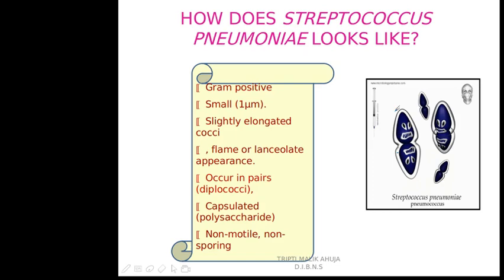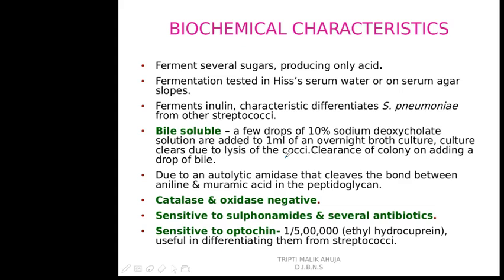Each pair, you can see, is enclosed by a layer of gelatinous material called capsule. This capsule is polysaccharide in nature. The organism is non-motile. It does not form spores. This particular shape is called flame or lanceolate appearance.